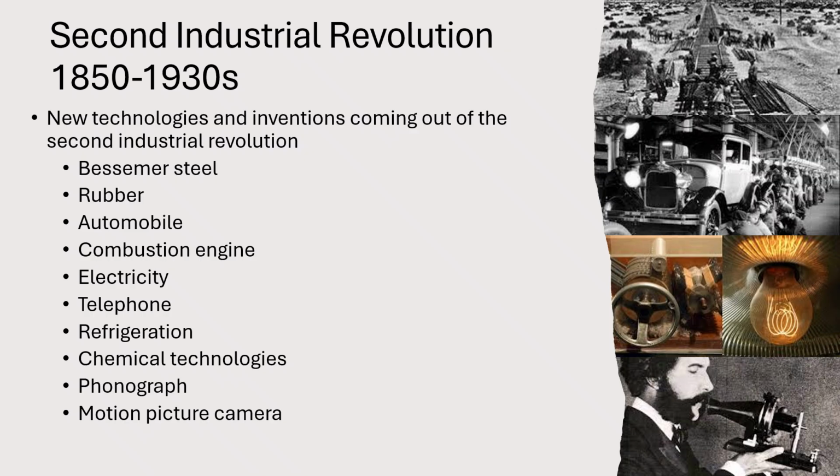The telephone, of course, which will revolutionize and in many ways overtake the telegraph as the primary mode of communication, long distance, is invented in the U.S. in 1876. In the 1870s, the refrigeration becomes a thing for rail cars, and this really revolutionizes transportation and the ability to transport perishable goods over long distances.